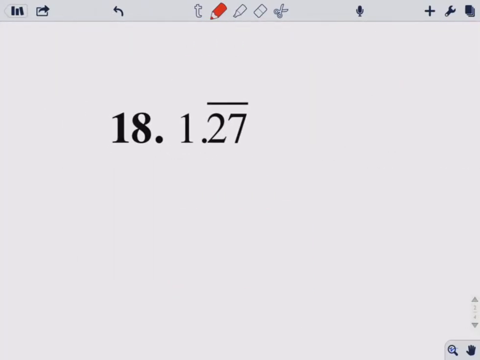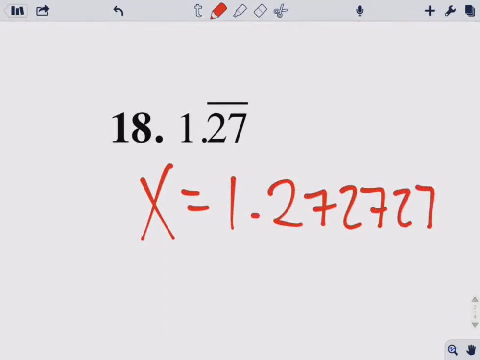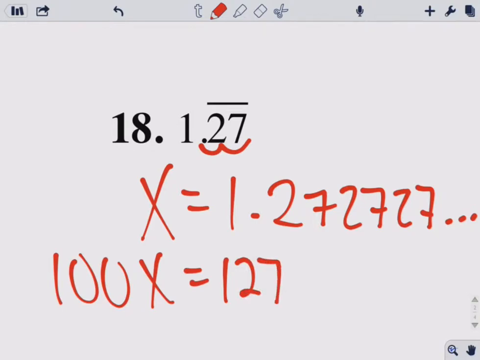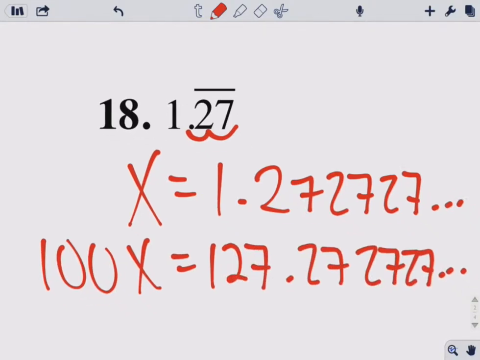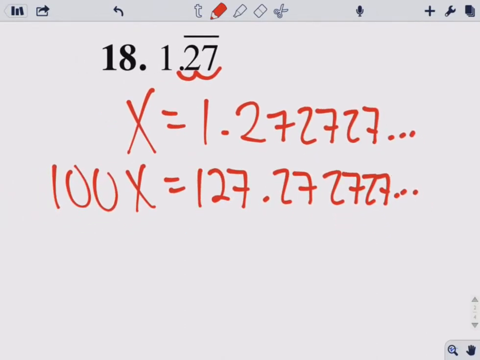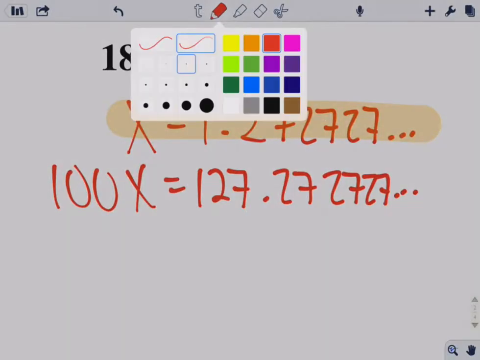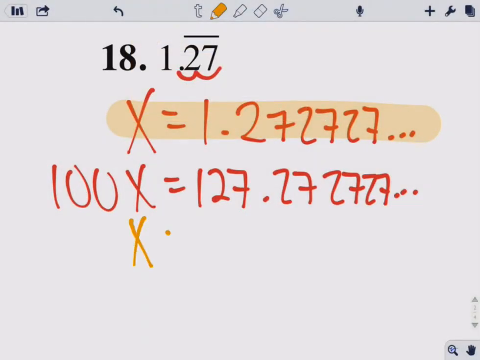Same type thing here. x is equal to 1.272727, and so on. It's 2 places, so I'll do 100x is equal to 127.272727, repeating. I'm going to line these up a little bit better, so I'm going to take this piece here. I'm going to rewrite it underneath as x equals 1.272727, and now I'll actually do the subtraction.